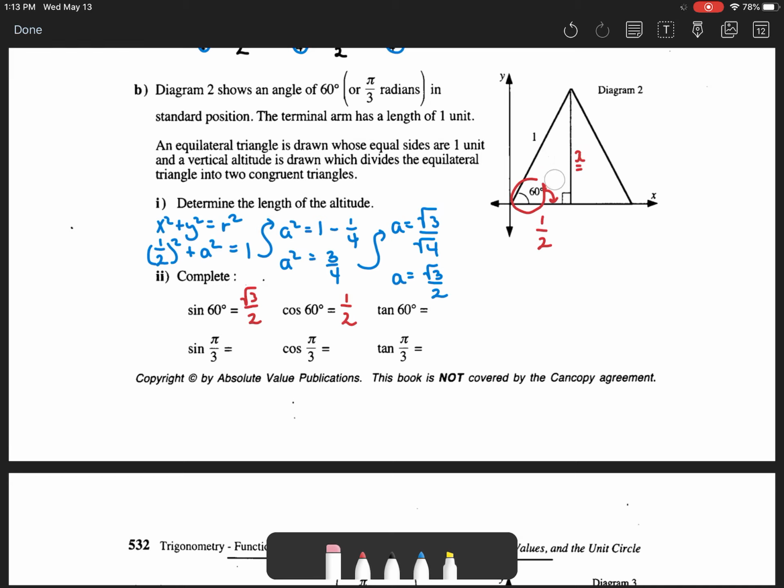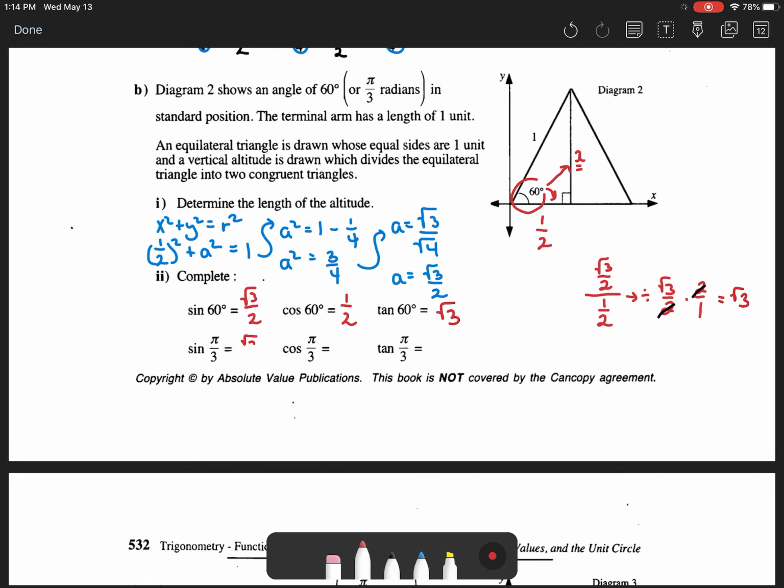Tangent of 60. So remember, tangent of 60 is going to be opposite over adjacent. So when I do that calculation, the opposite side was root 3 over 2, all over 1/2. Remember this line means divided by. So this is very similar to saying root 3 over 2 times 2 over 1. When I do that, these 2's will cancel, and that will leave you with root 3 over 1, which is just the square root of 3. So that's what the tangent of 60 is.